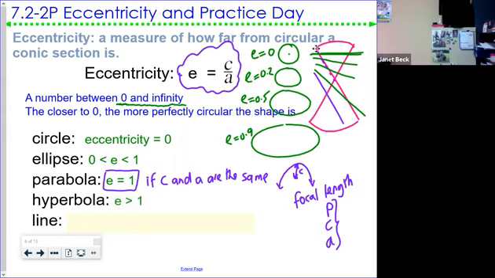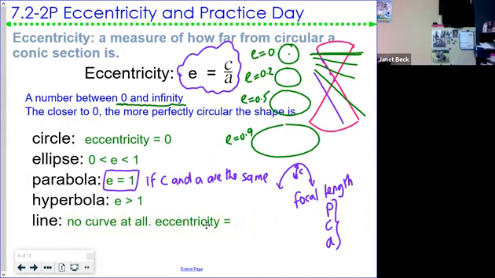We haven't done hyperbolas yet, but they still have some curvature, and their eccentricity is going to be greater than 1. And a straight line, how much curvature is there in a straight line? Well, none at all. So how far away is it from being a circle? As far as you can get. A line has an eccentricity of infinity because it's got no curvature at all.